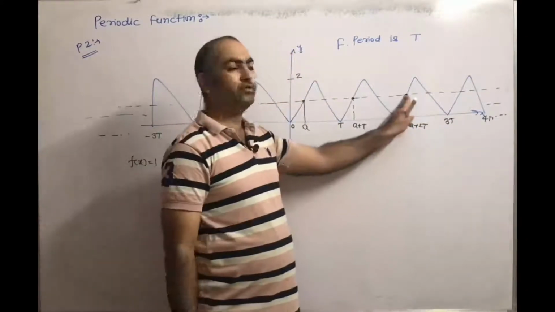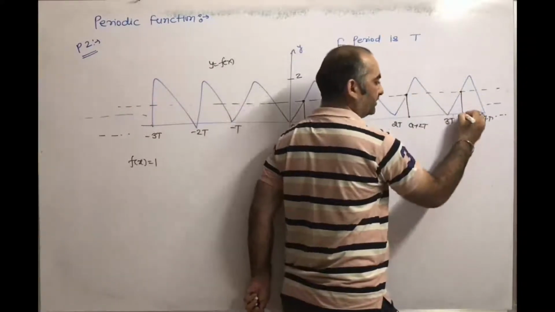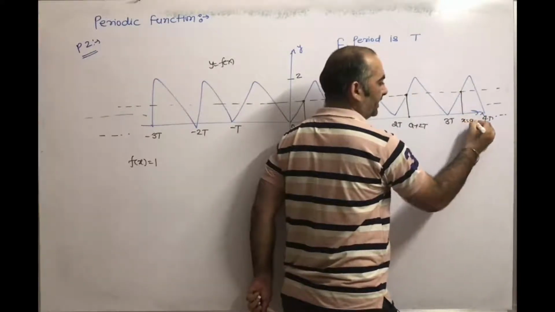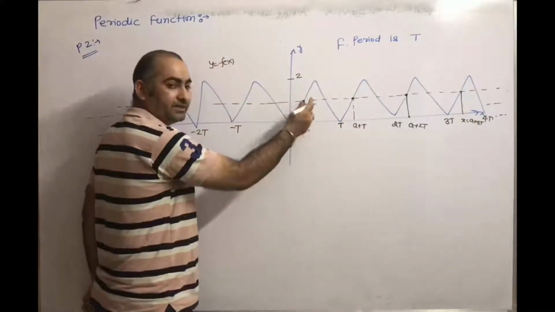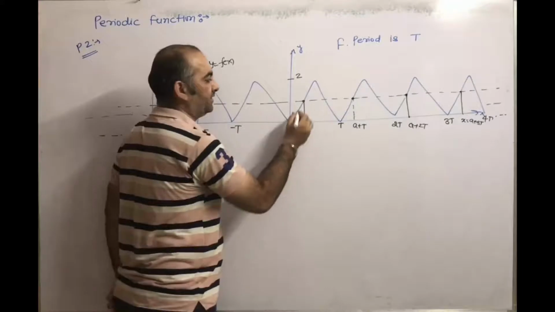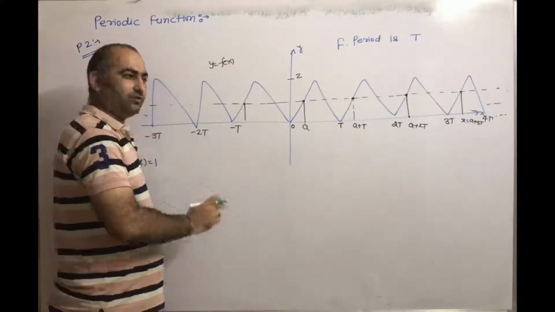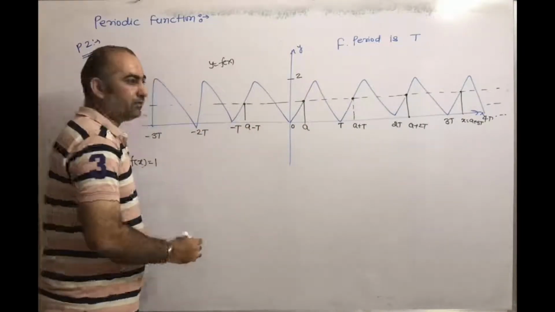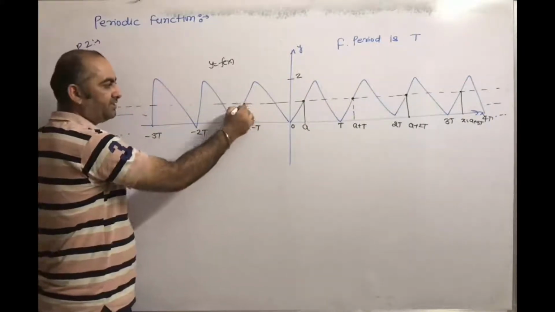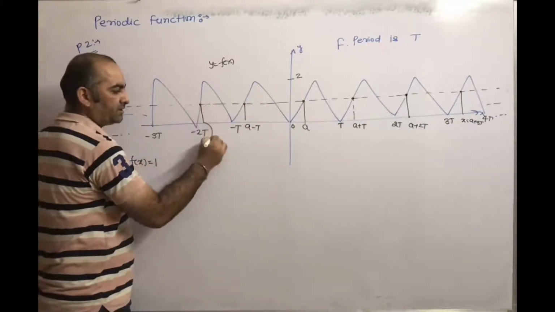Similarly from here, if I go a T interval away, we will reach here, so this x value will be a plus 3T. Similarly from here, if I go T distance to the left hand side, we reach this point. We are going left, so from a we have to subtract T. So here it will be a minus T. Now from this point, if you go left hand side T distance away, we will reach this point. So what will this x value become?